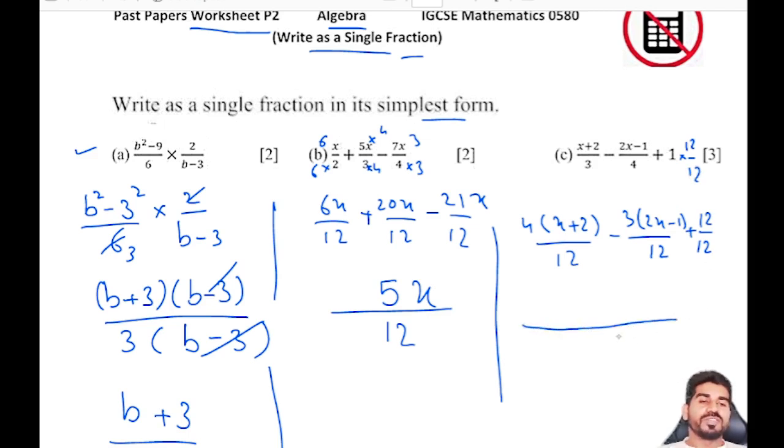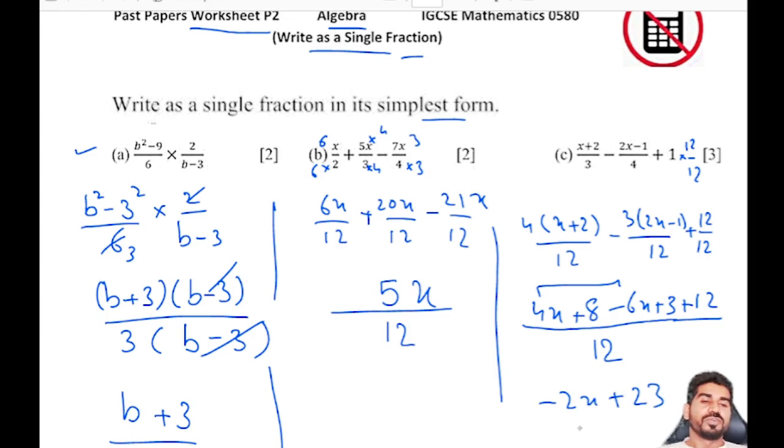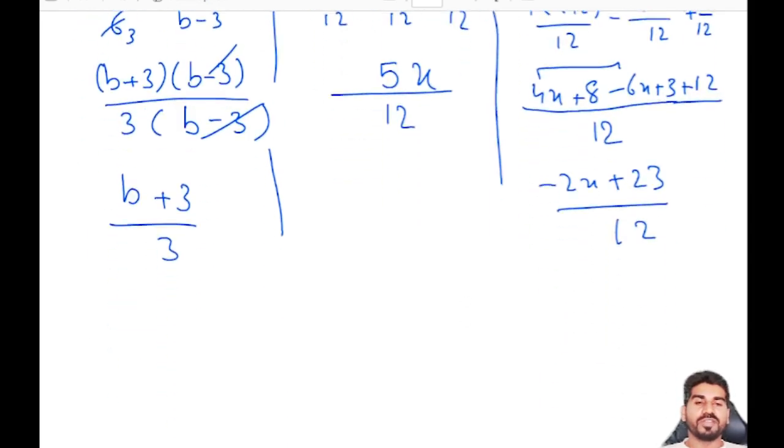Now you can see all the denominators are 12, so we can just write 12. There will be 4x plus 8, and there will be 3 times 2x giving 6x, minus times minus gives plus, so 1 times 3 gives 3, and then 12 over here. Now you can see 4x minus 6x will be negative 2x, and 8 plus 12 is 20, and plus 3 makes 23. So there will be minus 2x plus 23 over 12. This is in the simplest form, and you can say this is a single fraction as well.